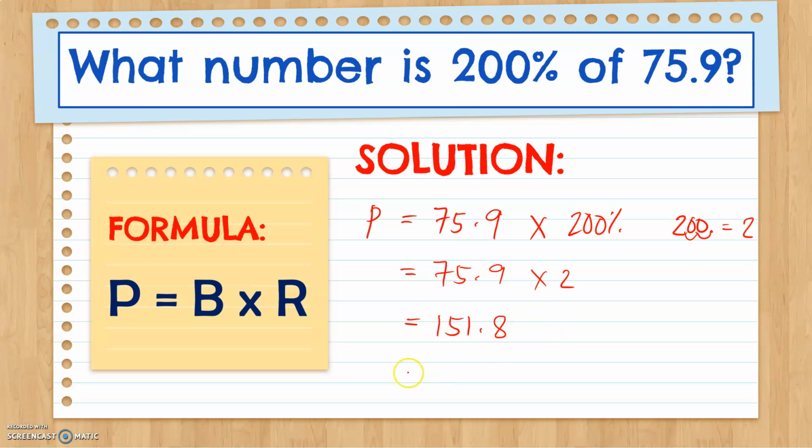151.8. Therefore, 200% of 75.9 is 151.8.